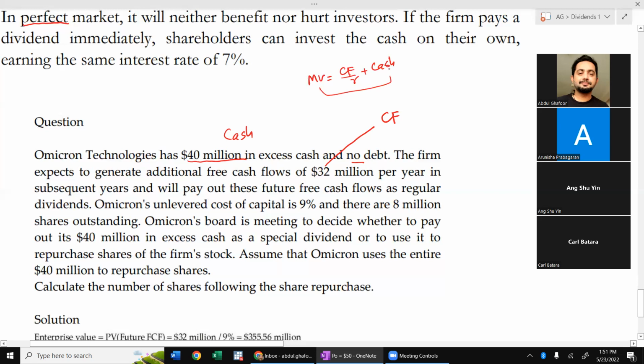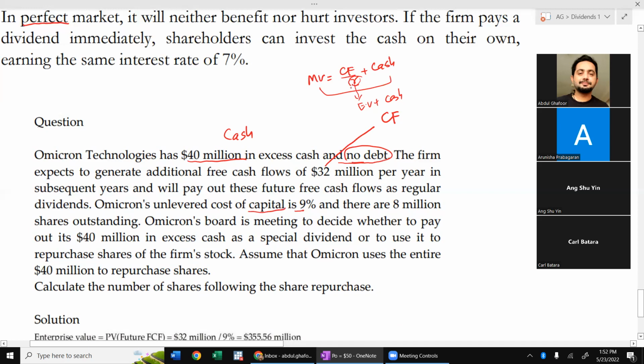Okay, so this is called the enterprise value plus cash. But to calculate the enterprise value, there should be some R given. So let's see if R is given. Omicron's unlevered cost of capital is 9%. Very good, because there is no debt. There is no debt, so the cost of capital is always unlevered. So R is also given.